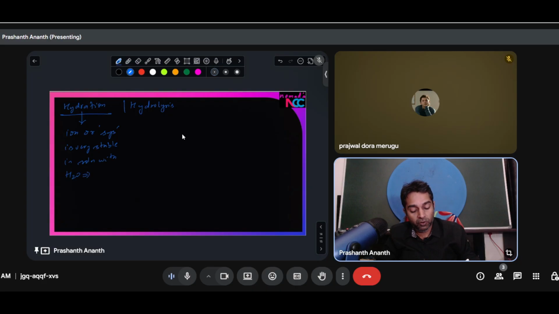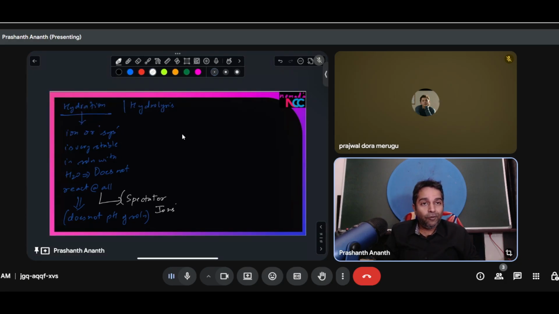What does this basically lead to? It does not react at all. What does this "does not react at all" basically indicate? It indicates it does not affect the pH of the solution. And we generally call these kinds of ions spectator ions. Basically, they are like spectators in a match or in a game. So they are not going to be participating. Yes, they can influence, but they can't participate directly.